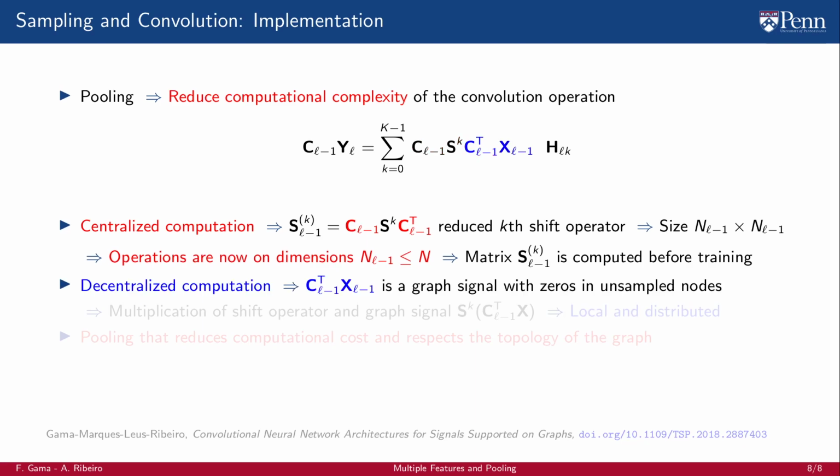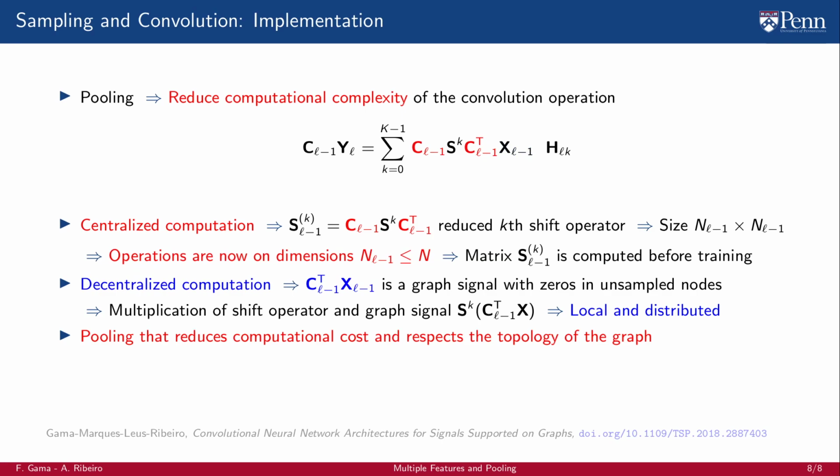If we care about decentralized computation, on the other hand, we recall that C_{L-1} transpose times x_{L-1} is a graph signal the size of the graph, with zeros in unsampled nodes. This means that multiplication with a shift operator is actually a local and distributed operation, and that it needs to be computed only at the nodes that will be later sampled. Thus, such a pooling operation not only reduces computational cost for a centralized computation, but also respects the topology of the graph for a decentralized computation.